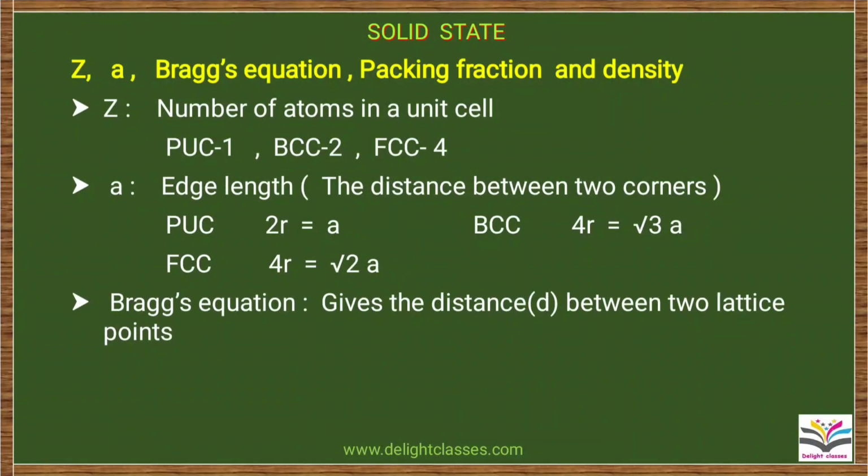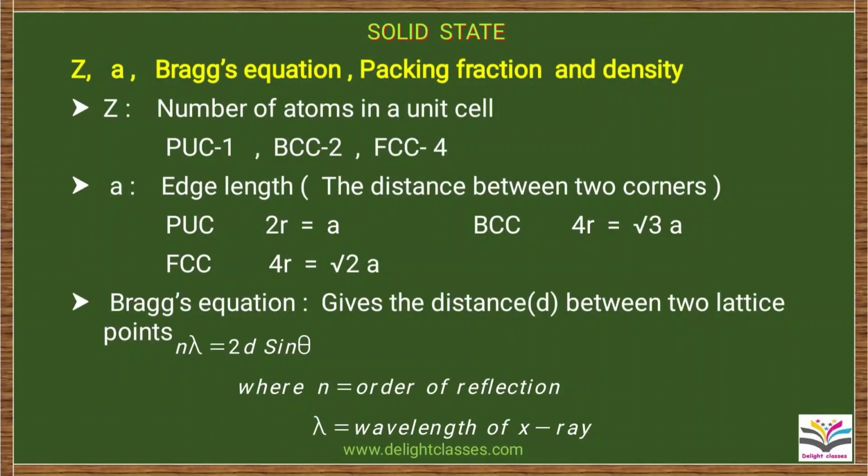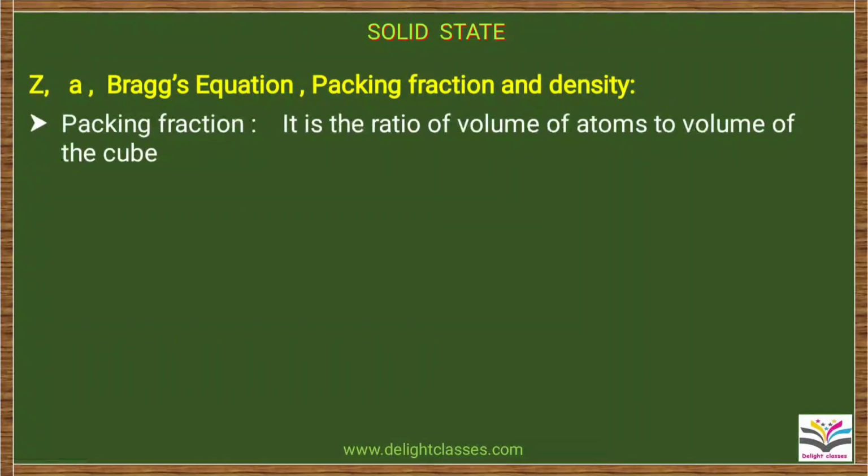Bragg's equation gives the distance between two lattice points: n lambda = 2d sin theta, where n is the order of reflection. Packing fraction: the ratio of volume of atoms to volume of the cube. Primitive unit cell 0.532, BCC 0.68, FCC 0.74.